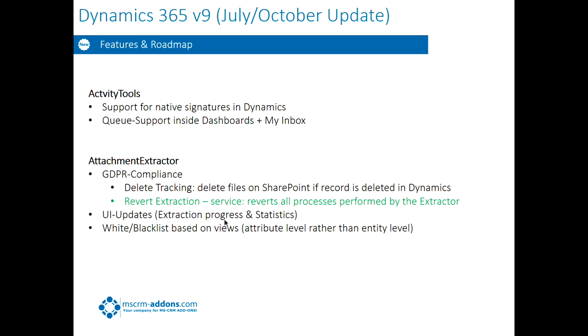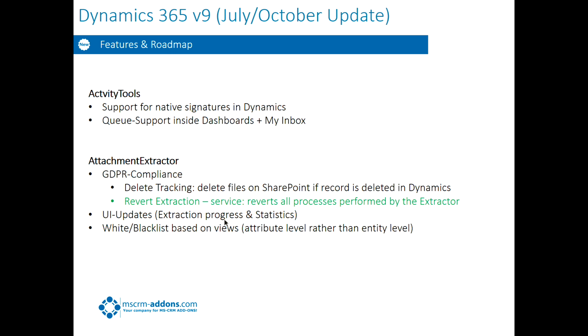The last thing, which I think is one of the most exciting things to me, is the white and black list based on views. Right now in Attachment Extractor, you can blacklist and whitelist entities. What this allows you to do is take it down to the attribute level rather than the entity level. Let's say, for example, for accounts, I have a couple different types of accounts. I have partners and I have customers.